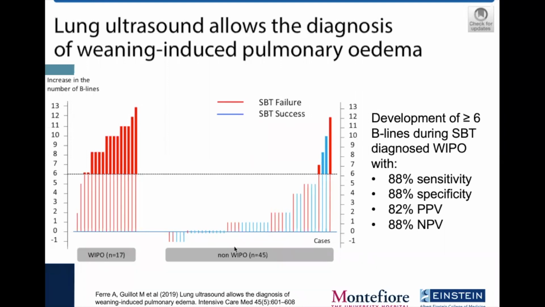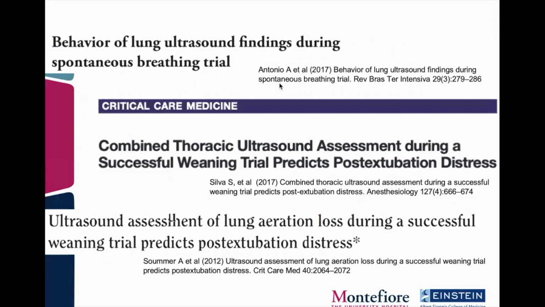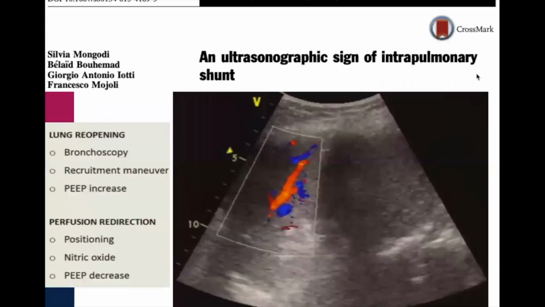In the 16 cases that failed and weaning-induced pulmonary edema did not develop, the reason for failure was attributed to either neurologic deficits or critical illness myopathy. So these are just some other prospective studies that found that interval development of pulmonary congestion by lung ultrasound during SBTs predicted failed SBTs or post-extubation distress. So without going through all the papers, just to show you that there's other literature that showed these findings.